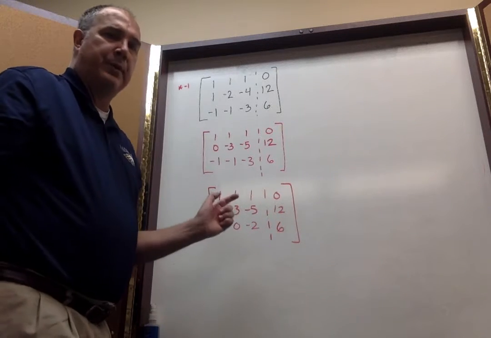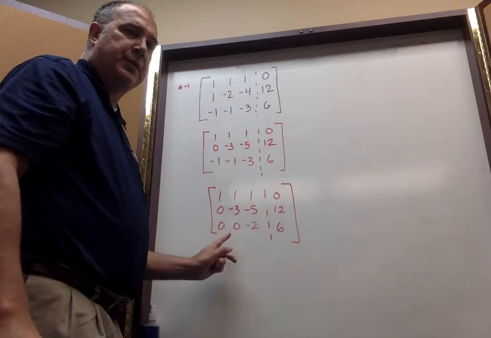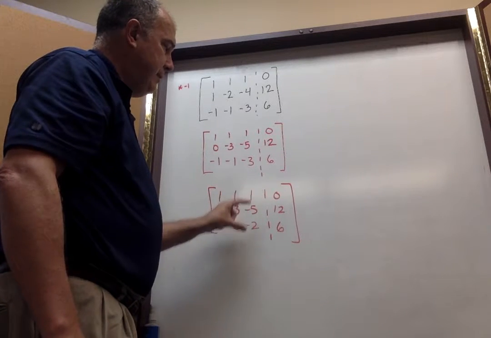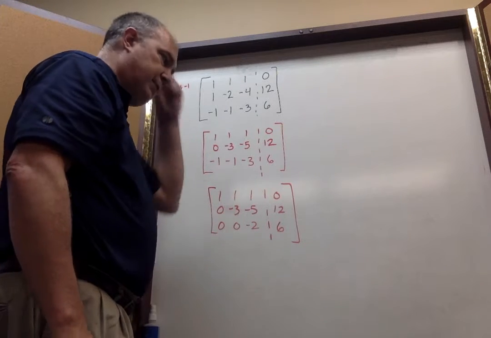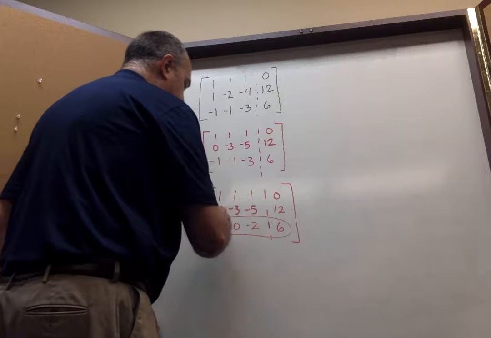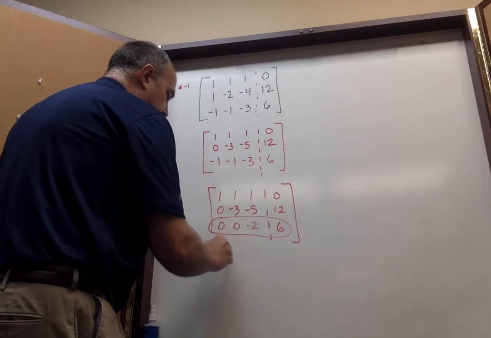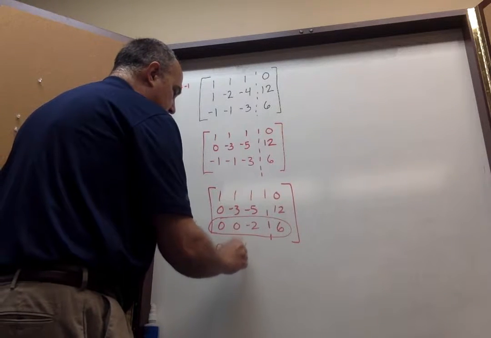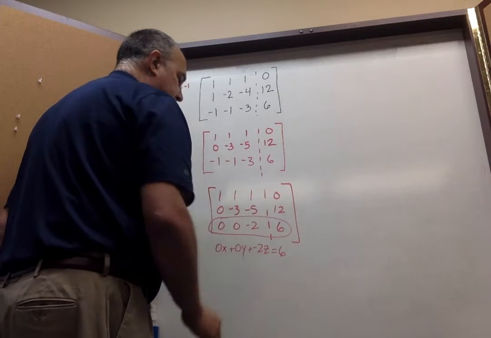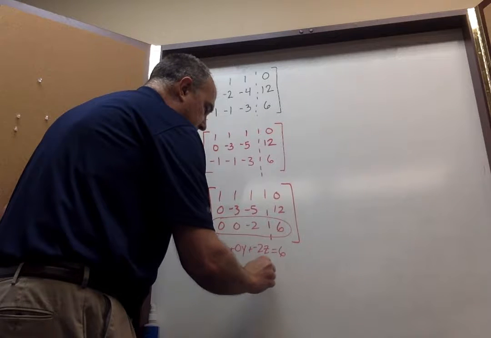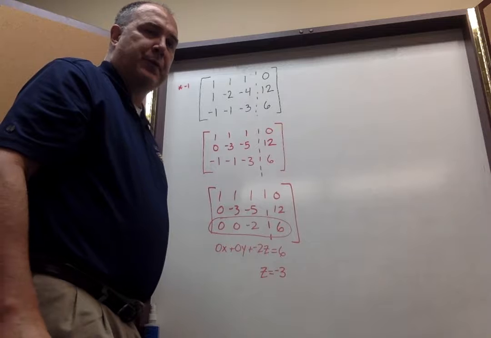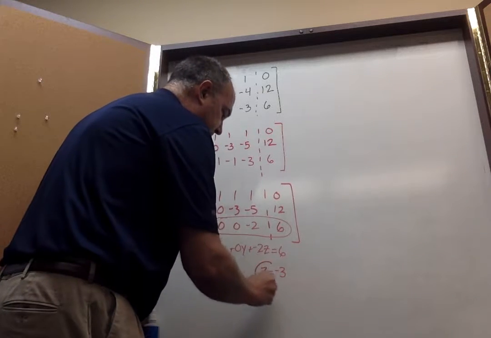Now, normally what we would do at this point is we would go through and do the second column, get the 1 in there, and then the 2 zeros, and then do the third column, get the 1 here and the 2 zeros. But if you look at this last row, we kind of get lucky here, because this is 0x plus 0y plus -2z equals 6. And so we do a little algebra. We get z is equal to -3. So there's our first variable.